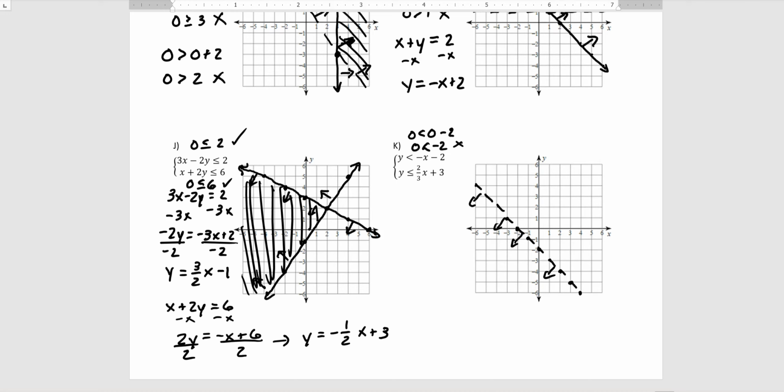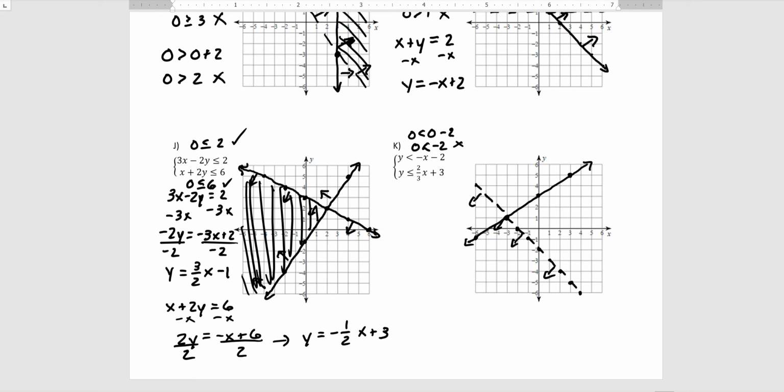Okay. Y is less than or equal to 2/3 x plus 3. 3 is right here. The slope of 2/3 tells me up 2, right 3 or down 2, left 3. Down 2, left 3. Solid or dashed here? Solid, all right, since it's less than or equal to. Solid line.